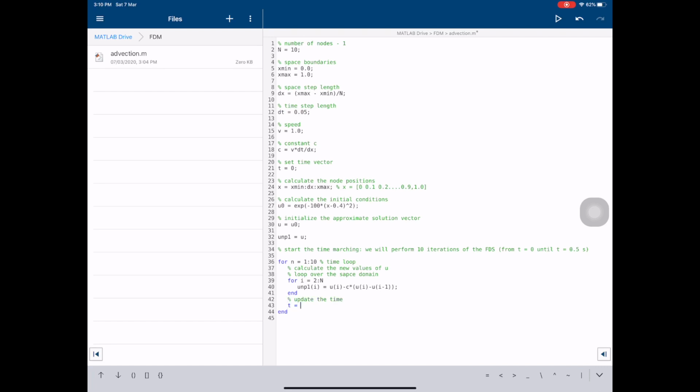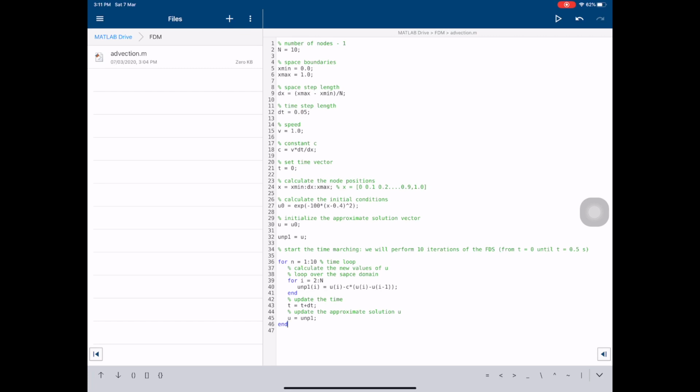So we have t is equal to t plus dt, and we will also update the approximate solution u. So we have u is equal to u^(n+1). You see why we call it u^(n+1), because we will need this as an intermediate to update u. So u gets updated at this stage. Once it is updated, we can use it here to calculate the new u^(n+1). Now this is done, and we can plot the solution at any time.